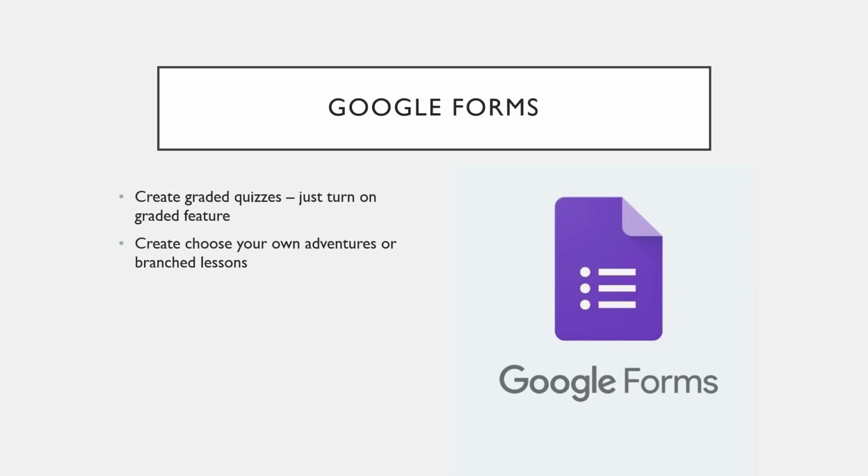So maybe, again, if they answer a question incorrectly, they have to go back and review some content. You can put tons of pictures and text into Google Forms to make a really robust lesson that is tailored to how your learner is doing in the lesson itself. So that's a different way to mix up your content.